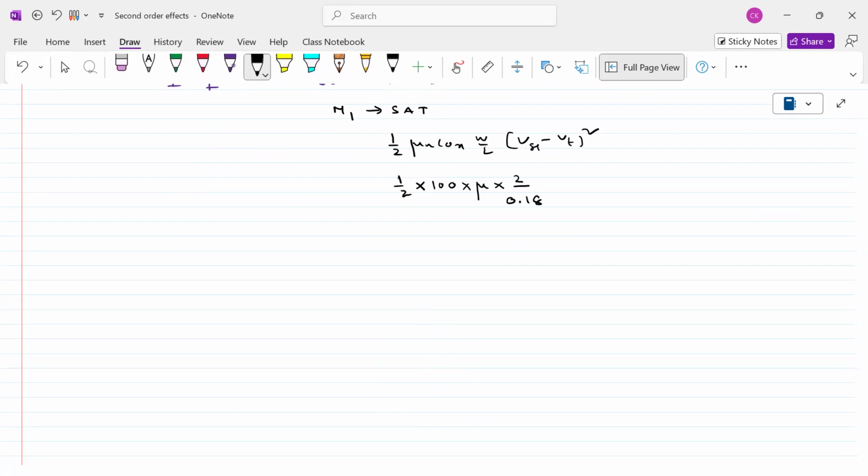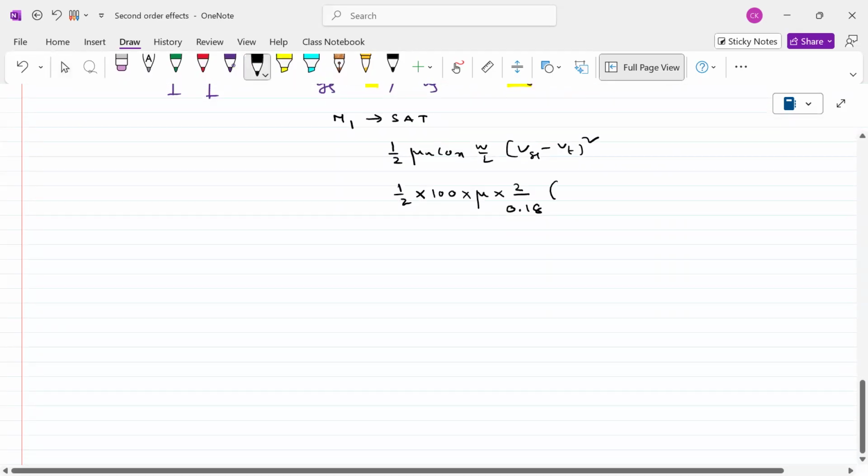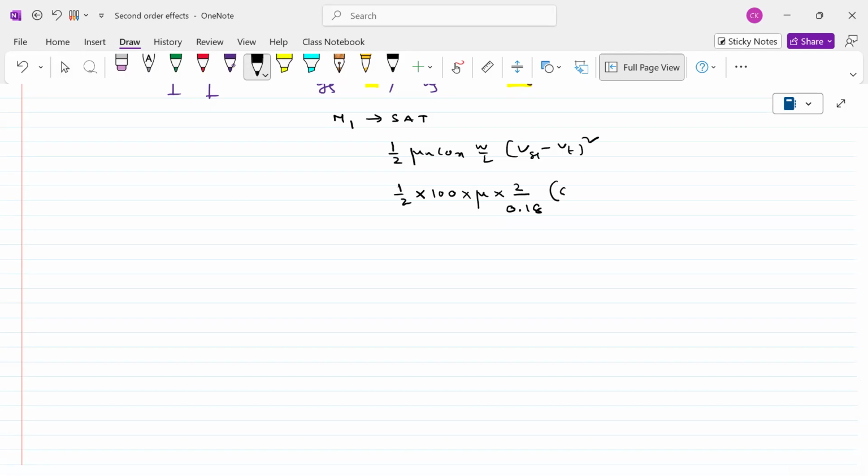And W by L is 2 divided by 1.8, I guess. The micro will get cancelled there. This is actually 1 minus 0.4, so 0.6, whole square. What is the result of this? If you calculate this, you will get 200 microamperes.